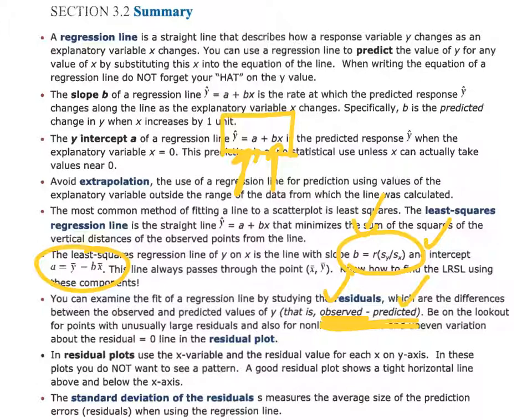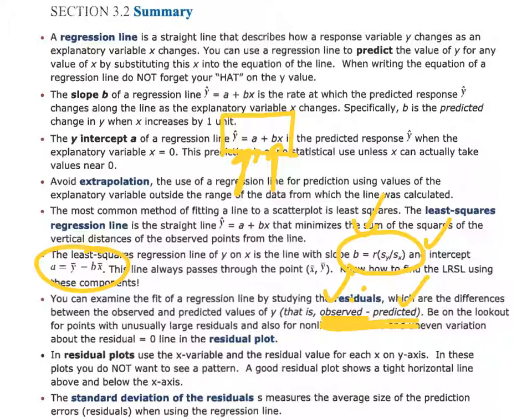If your residual is a negative answer, it means your predicted value is higher than your observed value. So that means that your observed value is below your line of best fit. If the residual is a positive value, it means your observed value is larger than your predicted. So your observed value is actually the scatter plot itself, and it means the scatter plot dot is above your line of best fit, which is your prediction.